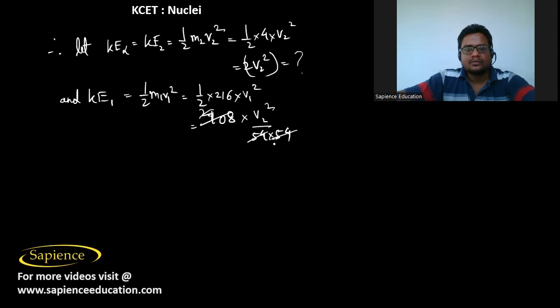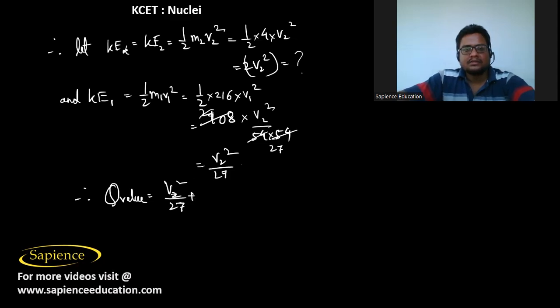And 2 2s are 4, 2 7s are 14. Okay, so this is V2 square by 27. Now therefore the Q value will be equal to the kinetic energy 1, which is V2 square by 27, plus the kinetic energy of the alpha particle, which is V2 square. So this will be equal to V2 square into 2 plus 1 by 27.